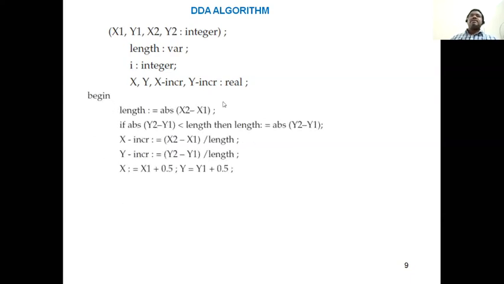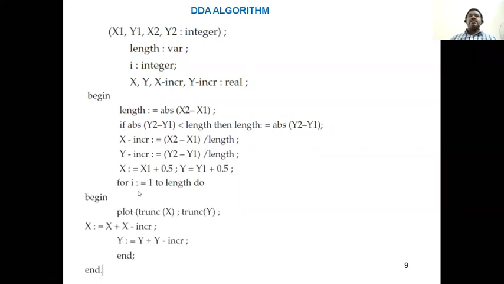Now begin. Your program begins. So the absolute difference between x2 minus x1, if absolute of y2 minus y1 is less than length, then you consider this value as length. Okay. And again, x increment is the expression I have shown in the previous, x2 minus x1 by length. Y increment value is y2 minus y1 by length. After this, the initial addition you have to do: x is x1 plus 0.5. You can take 0.25 also, but in that case, the number of iterations will be more. Okay, x is x1 plus 0.5, y is y1 plus 0.5. Then the real loop begins, for I is equal to 1 to length.